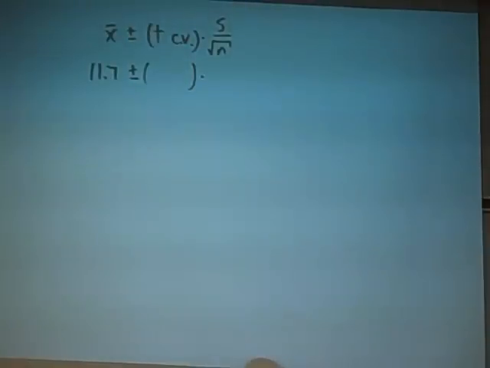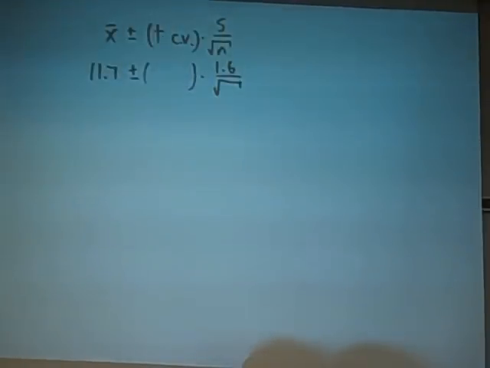So the formula that we're going to be using here is X bar plus or minus a T critical value, and the T critical value is going to have degrees of freedom of n minus 1, times S over the square root of n. So X bar is 11.7. The T critical value, we'll look that up here in a moment. S is 1.6. And we're going to divide by the square root of n, not n minus 1. It's the square root of 19. The n minus 1 only comes in when we're talking about the degrees of freedom.